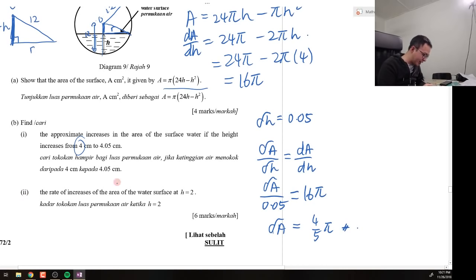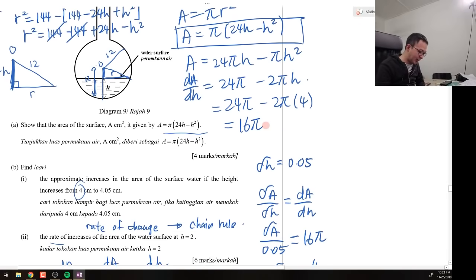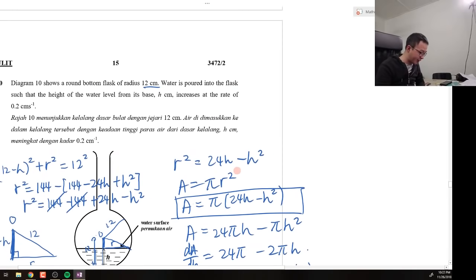So the next part, they want to find the rate of increase of the area. This one obviously is a rate of change. So for rate of change, basically you need to use the chain rule. Whenever you say rate, write dt at the bottom. Rate of increase of area, they ask about dA/dt. Then they give you the h here. So I will form the equation: this is dA, this is dt, then I will have dh and dh.